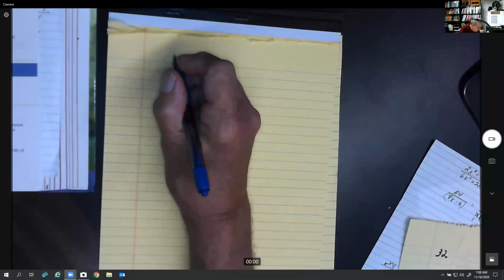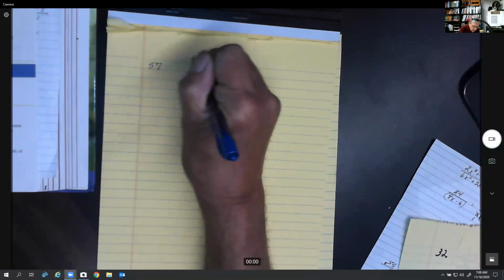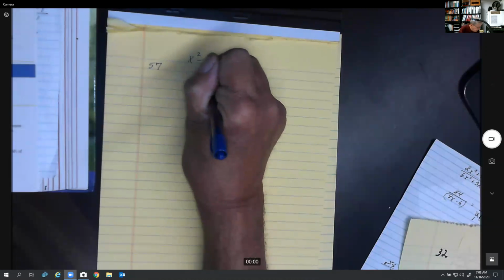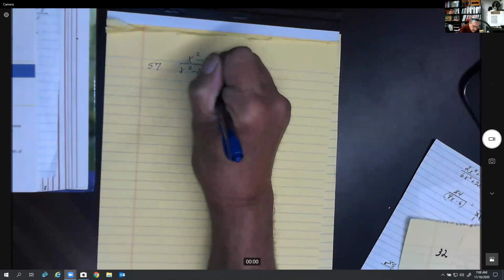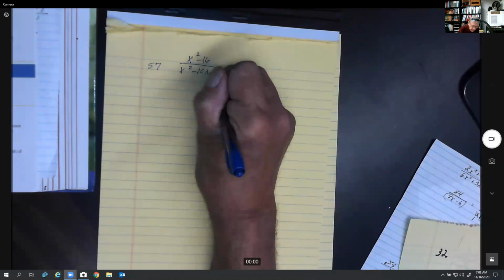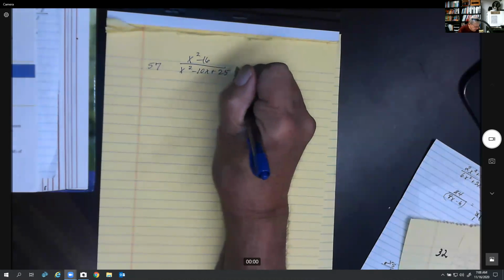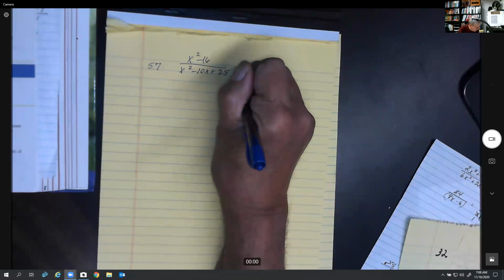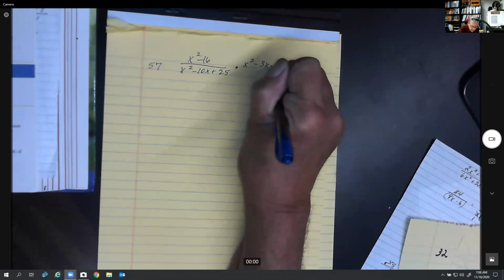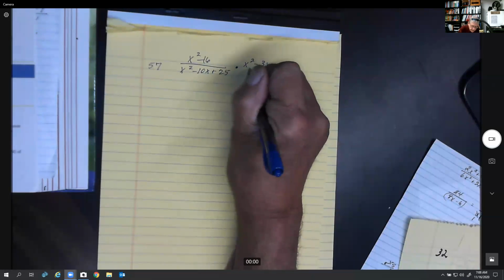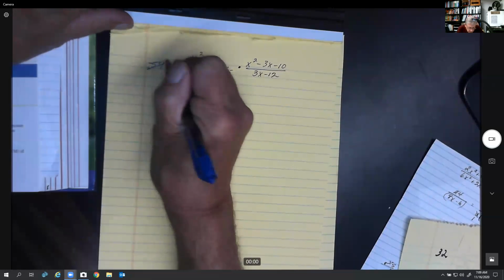Okay, you ready? Let's try this number 57. We have x squared minus 16 over x squared minus 10x plus 25. And this was a division problem. I didn't want to hit division, so I'm going to hit times and just write it like this. Okay, so I'm doing a little doctoring of this problem. Anyhow, this is the problem I want to factor. It's not quite 57.